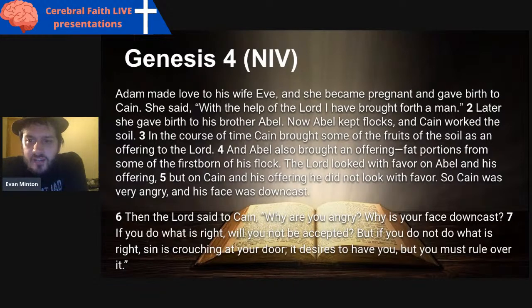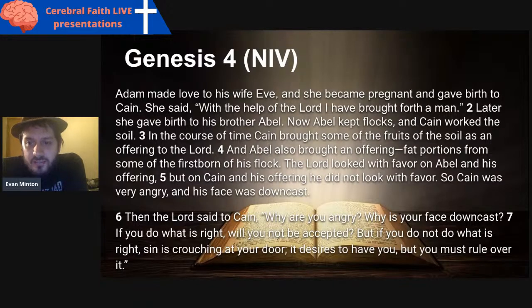Adam made love to his wife Eve, and she became pregnant and gave birth to Cain. She said, "With the help of the Lord, I have brought forth a man." Later, she gave birth to his brother Abel. Now Abel kept flocks, and Cain worked the soil.